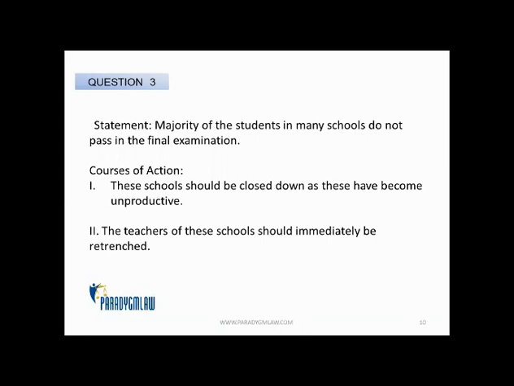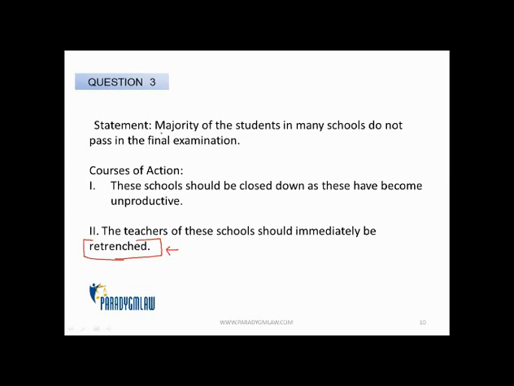Let's look at the next question. Statement: majority of the students in many schools do not pass in the final exam. Now, we have two courses of action. One is that these schools should be closed down as they have become unproductive. And the second course of action is teachers of these schools should be immediately retrenched. Retrenched means to be removed from their posts immediately without any benefits. It's not a retirement, it's a sudden removal of the person from his employment.